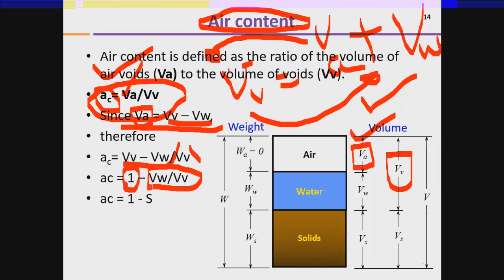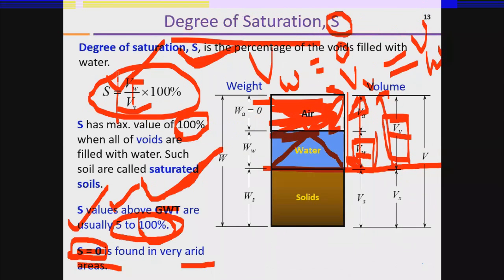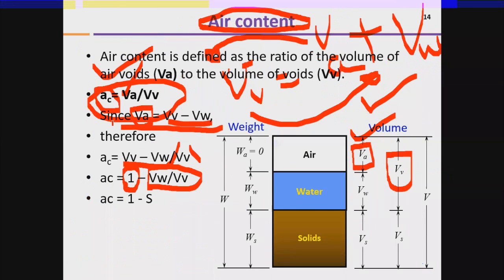And this volume of water divided by volume of voids is what? This is the degree of saturation. So you can say that air content is equal to 1 minus degree of saturation. If you have degree of saturation values for a soil system, you can indirectly find the value of air content by using this expression. Air content is equal to 1 minus degree of saturation.